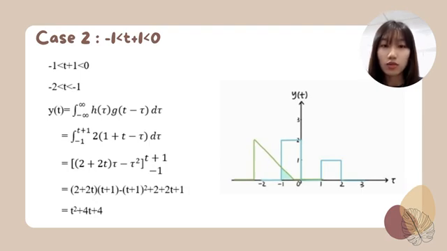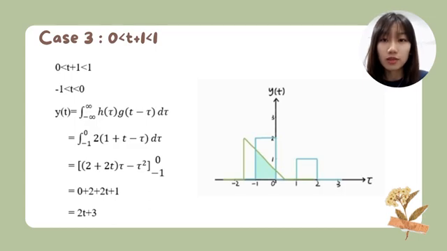And h tau, as we already mentioned, in negative 1 to 0 the h tau is 2. And then the equation for g t minus tau is 1 plus t minus tau. After doing the integration, we will get t squared plus 4t plus 4. Case 3 where t plus 1 is greater than 0 and smaller than 1 uses the same method, but this time the limit becomes negative 1 to 0 because the overlapping part is negative 1 to 0, and then we will get 2t plus 3.